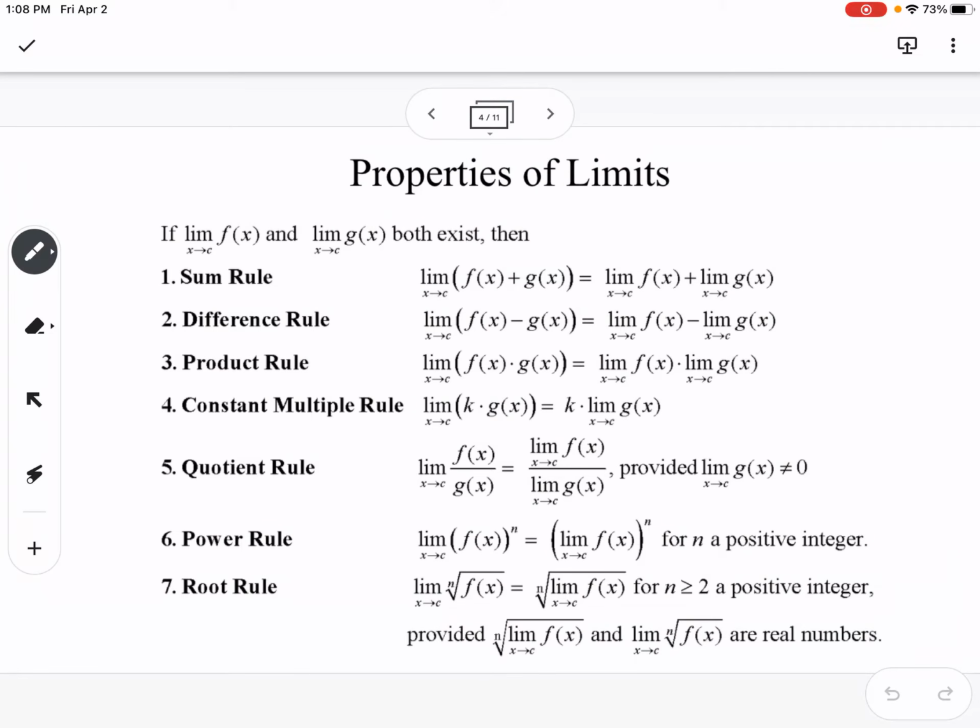So these are a whole bunch of properties of limits. I did not write all of these down in the paper version of the notes, but you can definitely pause this video and write all of these down if you're interested, or you can always come back and refer to it later as you're working on your assignment.